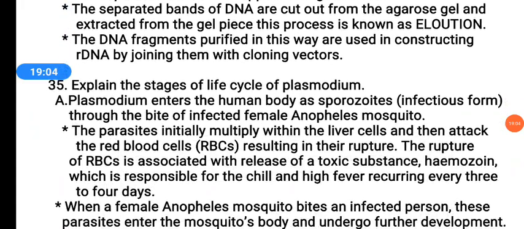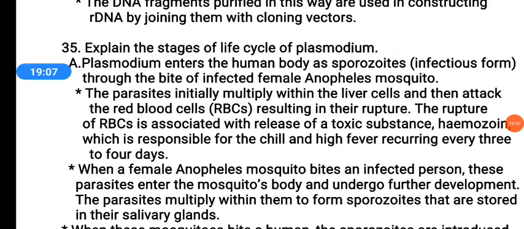Then the 35th question: Explain the stages of the life cycle of Plasmodium vivax. That is a malarial parasite. Plasmodium vivax enters the human body as a sporozoite, which is the infectious stage, through the bite of an infected female Anopheles mosquito. The parasite initially multiplies within the liver cells and then attacks the RBCs, resulting in their rupture. The ruptured RBCs release a toxic substance called hemozoin.